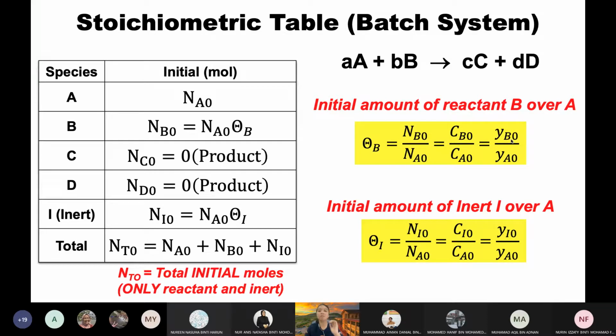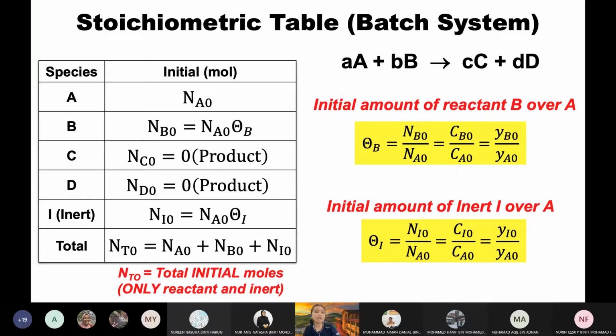Apa maksud dia? Kalau dia kata equal molar of A and B, maksudnya 50 mole percent A, 50 mole percent B yang masuk initially. So meaning YA0 0.5, YB0 pun 0.5, 50%. So theta B is 1. Why 1? Because 0.5 divided by 0.5, you get 1. So that's how you calculate theta B.